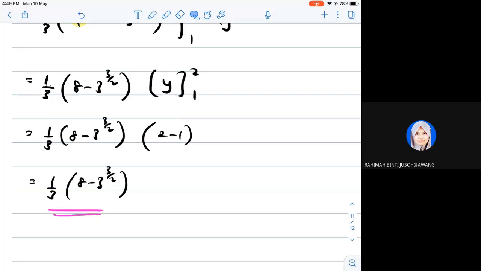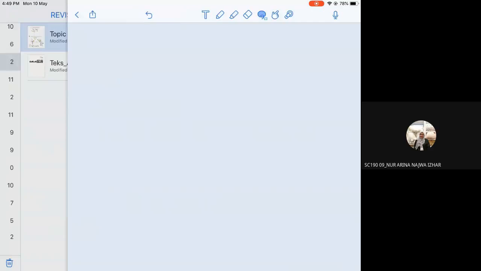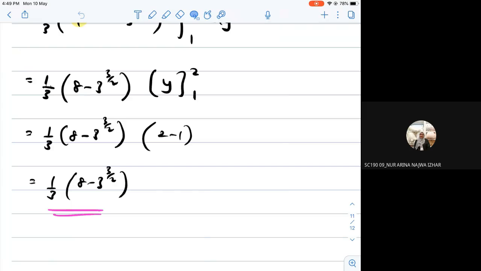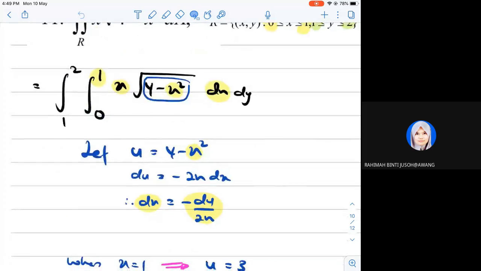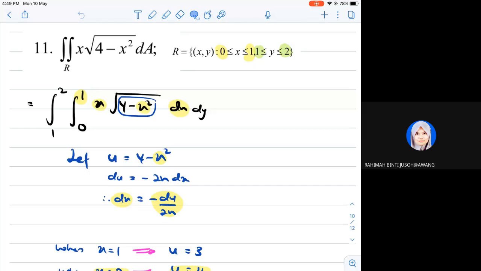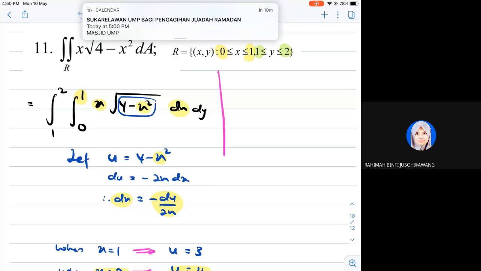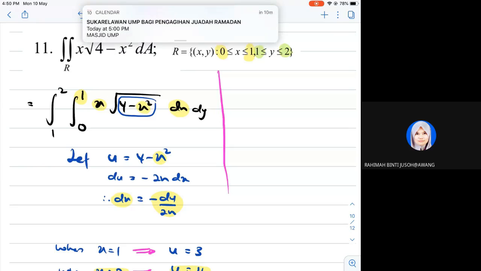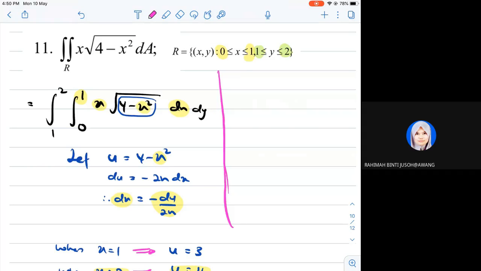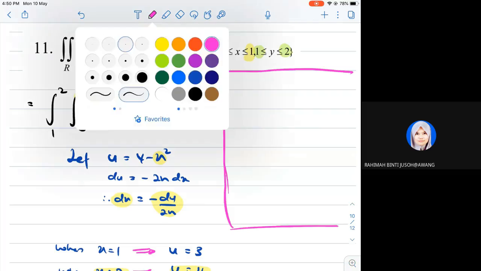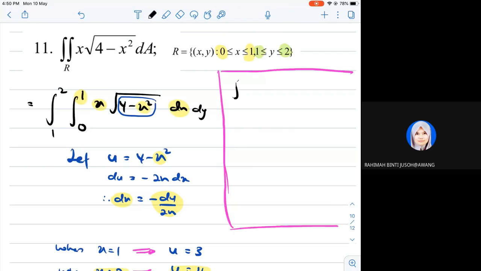Understand guys? Yes. Okay, very good. Madam, ya saya. Boleh tunjuk tak kalau dy dx soalan ni? dy dx sama je. Kalau dy dx lagi dia starting sama je. Okay, contoh. Oh, sorry. Saya tunjuk kat sini. Kalau dy dx dia akan jadi 0,1 duduk kat luar, 1, 2 duduk dalam, x square root of 4 minus x squared dy dx.